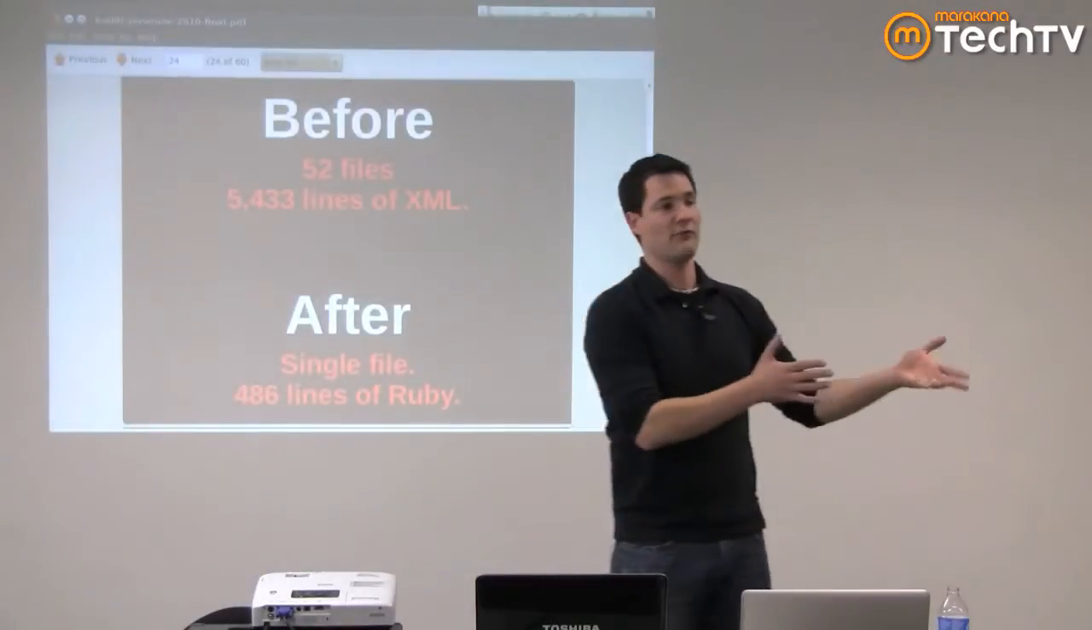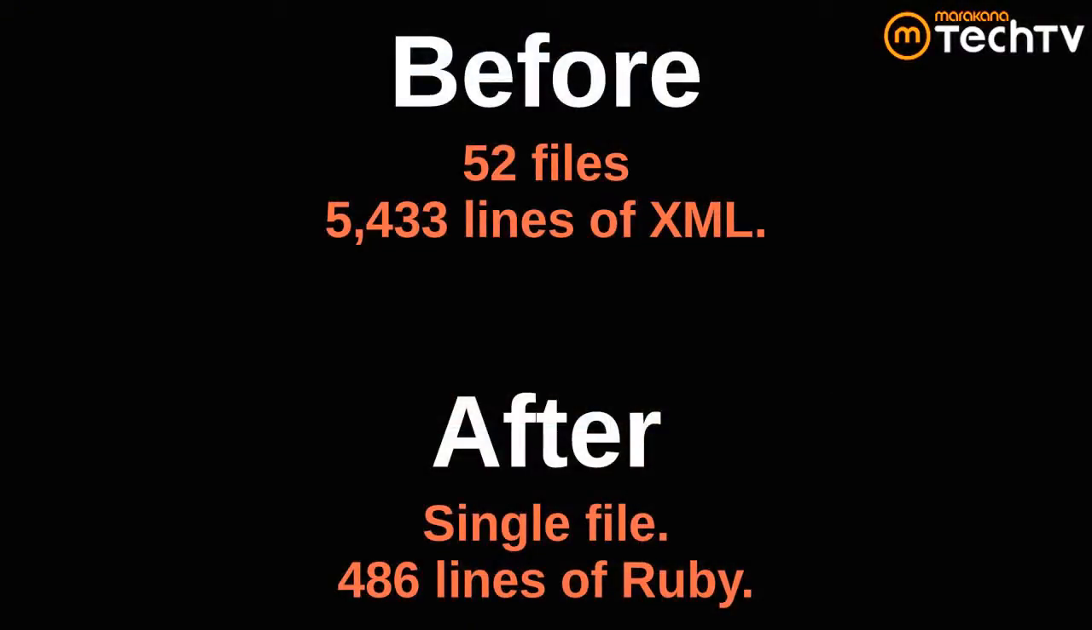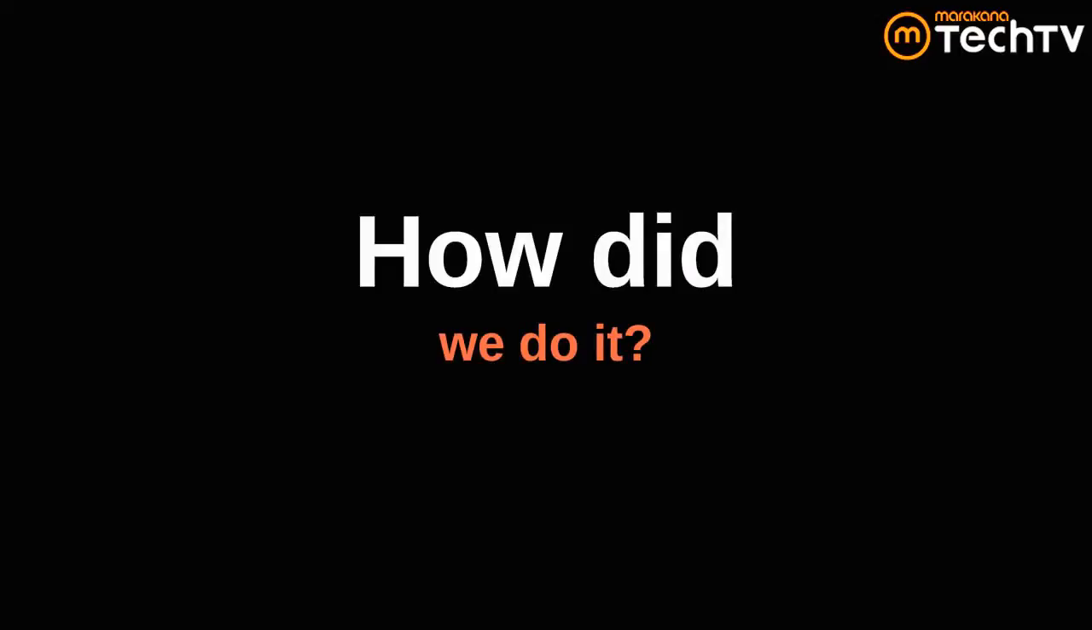Before we had 52 files, 5,000 lines of code or XML, and after we had everything defined in one file and about 500 lines of code. So we're talking about an order of magnitude difference between the two files. How did we do this?